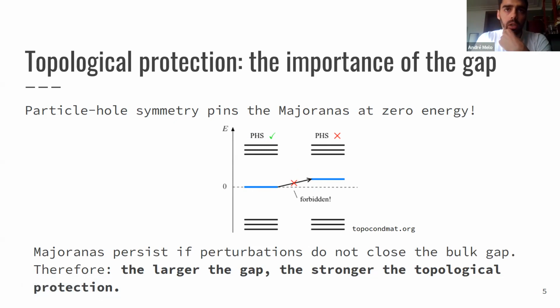So the conclusion is that Majoranas are protected from perturbations, and the larger the topological gap, the larger is that topological protection. The larger are the perturbations that the system can withstand. And so that means that if we want to engineer reliable topological qubits, ideally we want large topological gaps. So that's kind of the setup for what I'm going to talk about next.